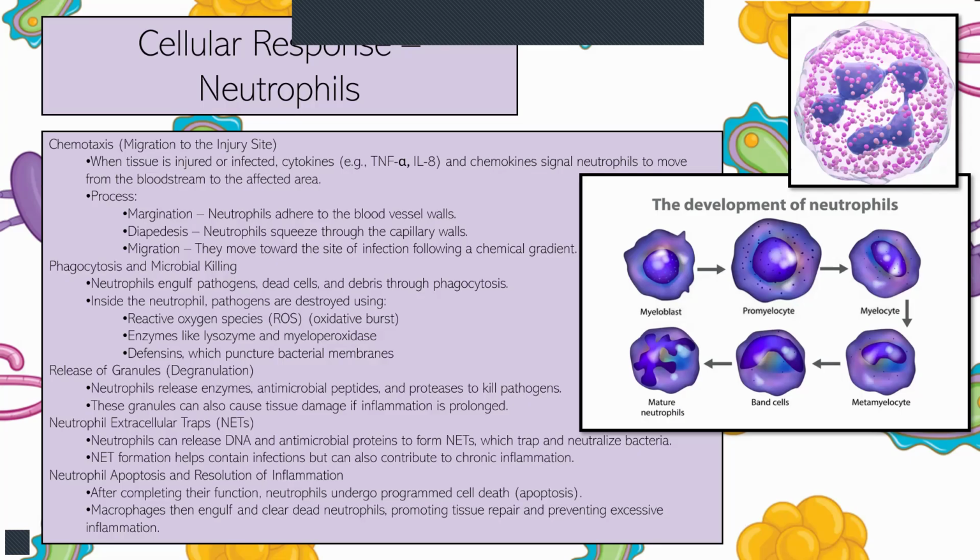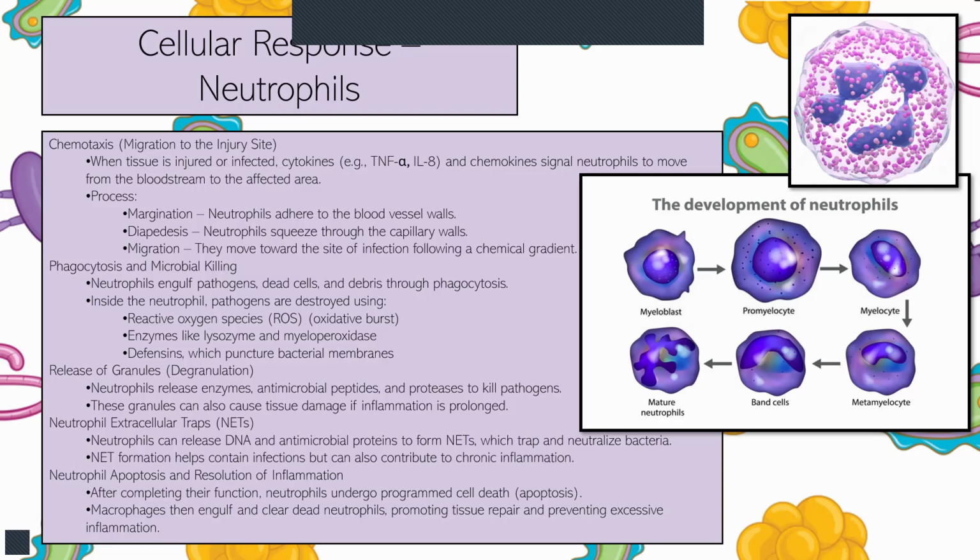As inflammatory signals like tumor necrosis factor alpha, interleukins, and chemokines flood the system, the neutrophils sense the distress and immediately respond. They leave the bloodstream, squeezing through blood vessel walls in a process called diapedesis. This journey is guided by chemotaxis, a mechanism that directs them towards the site of infection or damage.